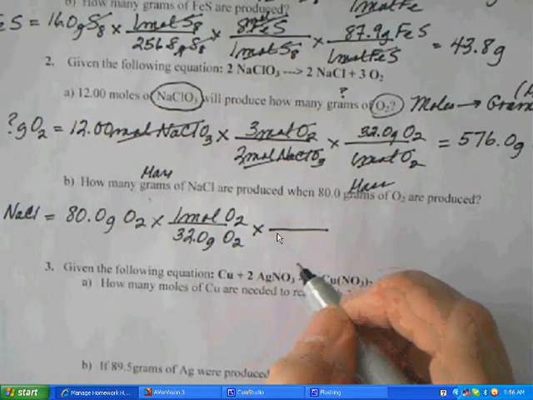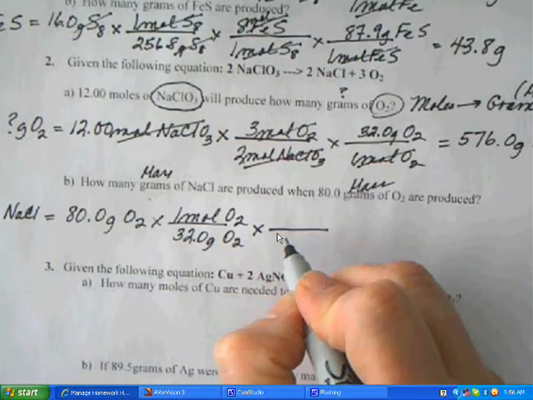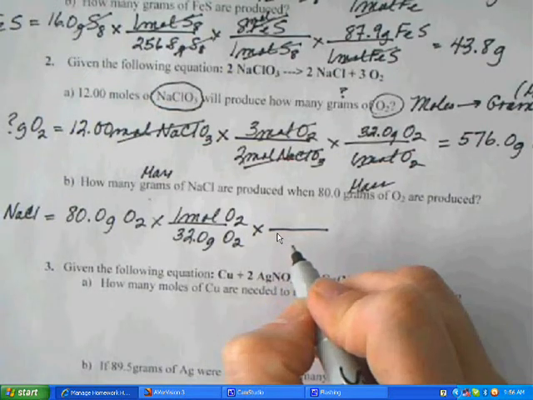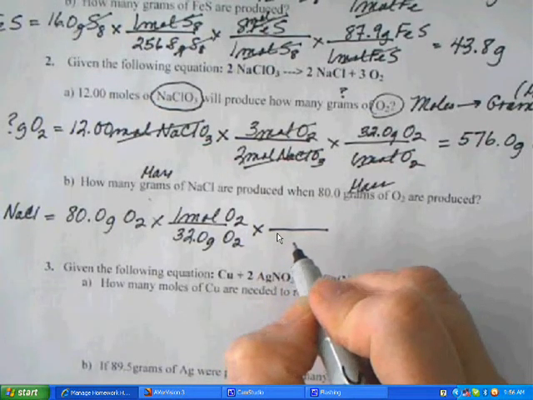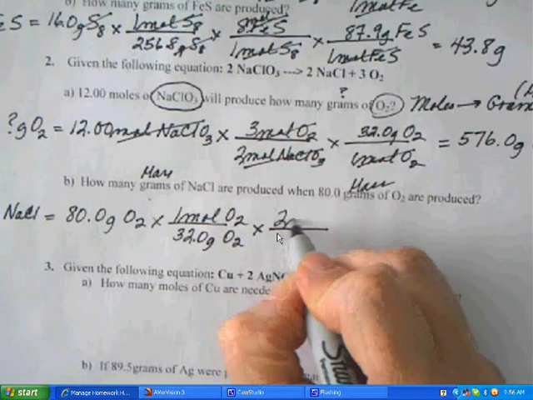And how do you know that? How do you know which one goes in the bottom? You want them to cancel out. The one you're starting with, you want to get rid of, so it needs to be in the denominator. The oxygen is in the numerator here, so you want to get rid of it. So now we have sodium chloride in the numerator.